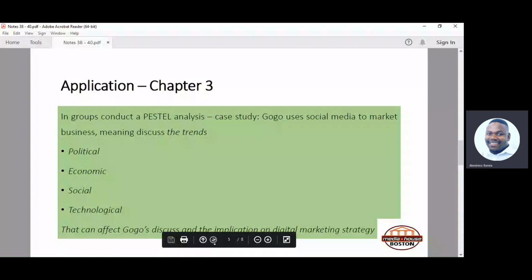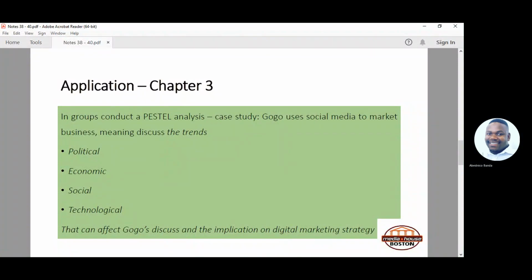So as I was saying, knowing that Gogo Chigunya is operating in Zimbabwe, because Bedbridge is a town in Zimbabwe, you need to consider the political environment in which she is operating in. That's the first one.